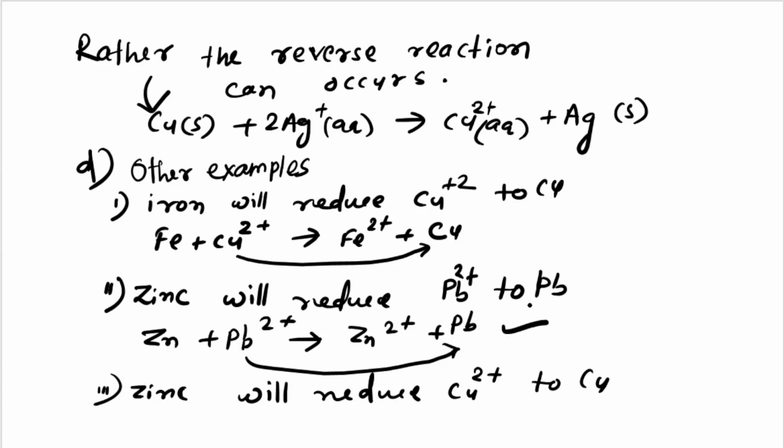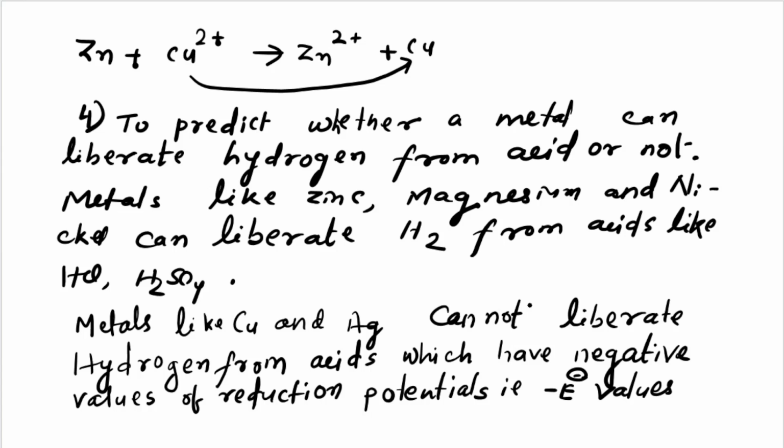So what does "will reduce" mean? It means it will supply electrons to others to reduce them. So here Zn and Cu plus 2, because Zn loses electrons and supplies them to Cu plus 2, and it changes to Cu. That means here we can predict whether a metal can liberate hydrogen or not, that is, whether hydrogen is produced from acid or not.